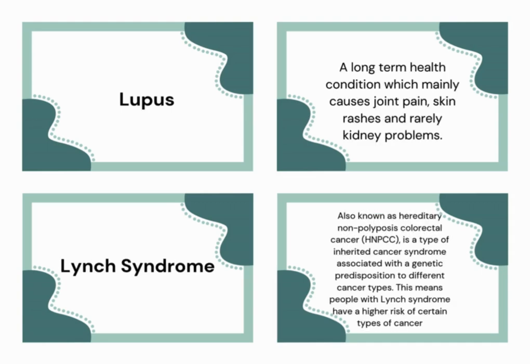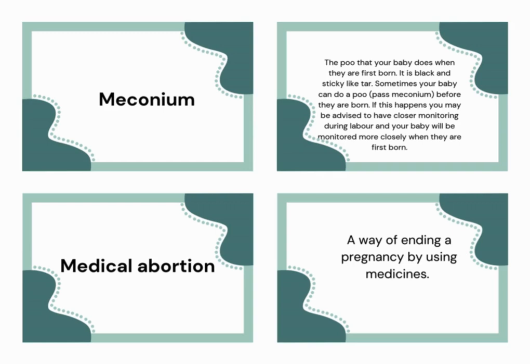Lupus, a long-term health condition which mainly causes joint pain, skin rashes, and rarely kidney problems. Lynch syndrome, also known as hereditary non-polyposis colorectal cancer, HNPCC, is a type of inherited cancer syndrome associated with a genetic predisposition to different cancer types. Meconium, the poo that your baby does when they are first born, it is black and sticky like tar.